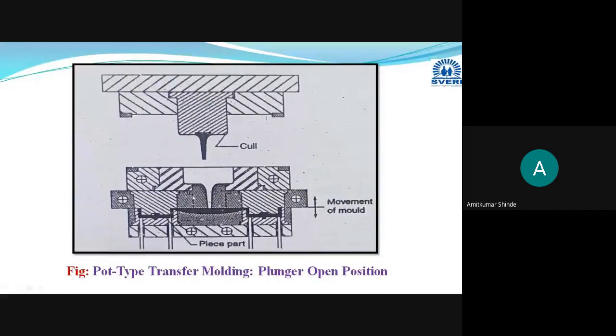Just try to concentrate here. This is your plunger. After the curing time is finished, when you remove this press or plunger, due to this sprue, some extra material will get attached to this plunger. It is termed as the cull. This is the formation of the cull. This is waste material, and you cannot recycle it. Hence some wastage of material may occur in this process.